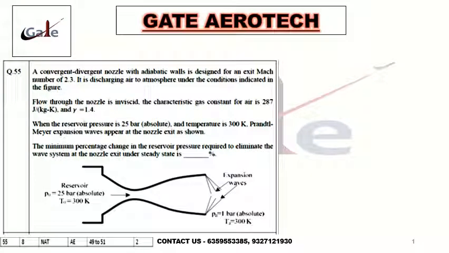So hello everyone. In this lecture, we will see one numerical of combined. They have combined the topic from the isentropic flow through the nozzle and expansion wave, and this kind of combination they have asked this time. So we will try to solve this, and we will see some new things they have introduced in this.